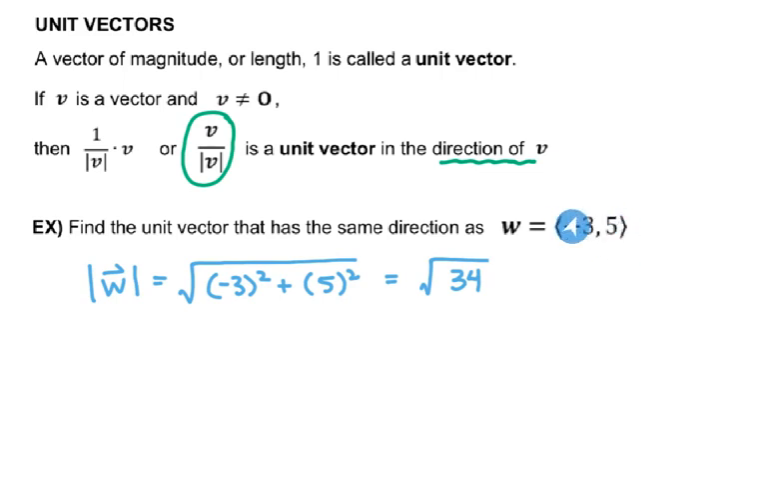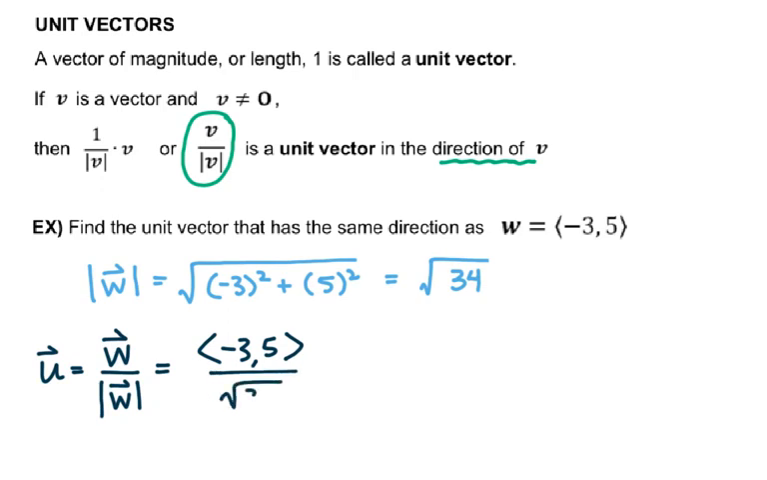And if I take this vector and divide it by its length, I will have a vector of length 1 in the same direction. So that means my unit vector, we'll call that u, is equal to the vector w divided by its magnitude, or -3, 5 divided by root 34, which gives us the vector -3 over the square root of 34 and 5 over the square root of 34.